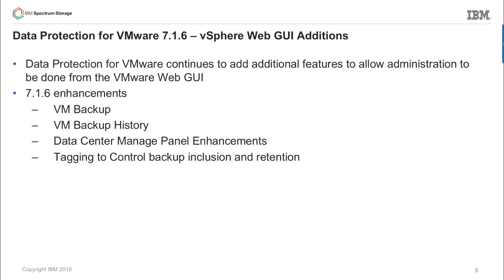From the VMware web GUI, you can now do virtual machine backup. Take a look at the virtual machine backup history. Do some additional operations, or really the same operations from the Datacenter Manage panel. And finally, control data retention and backup inclusion using tagging with VMware.